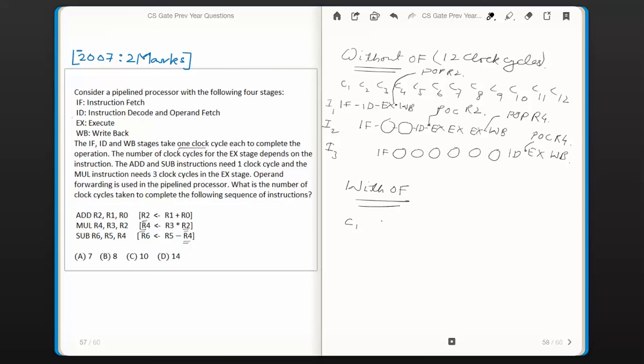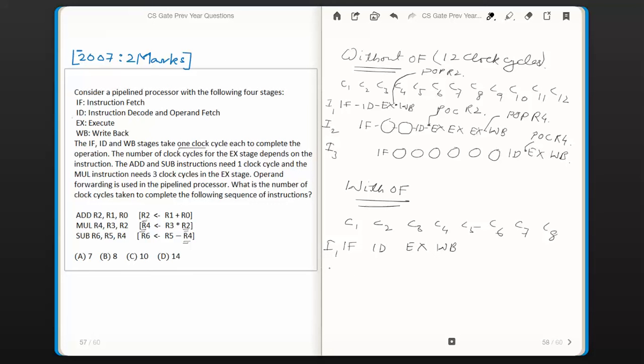So let us designate again the clock cycles with C1, C2, C3, C4, C5, C6. So now the number of clock cycles required would be less. So let us designate these 8 clock cycles with C1, C2 up to C8. Now the instruction fetch of the first instruction can be scheduled at C1 and instruction decode and operand fetch in C2, execute in C3 and write back in C4, same as that of the without operand fetch scenario. So there is no change here.